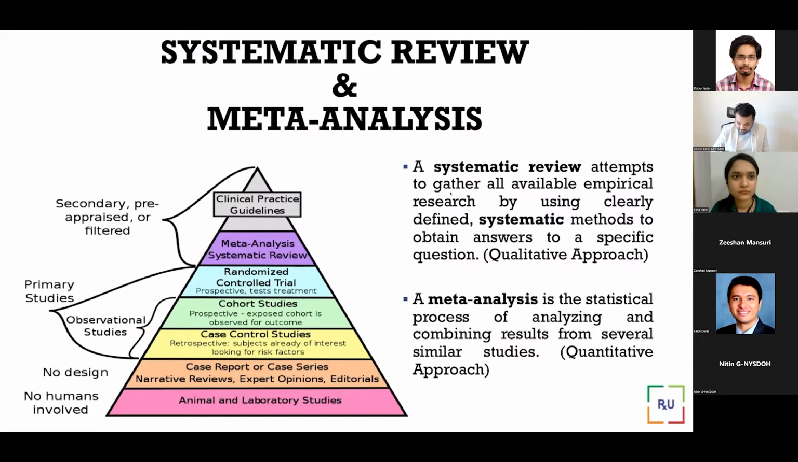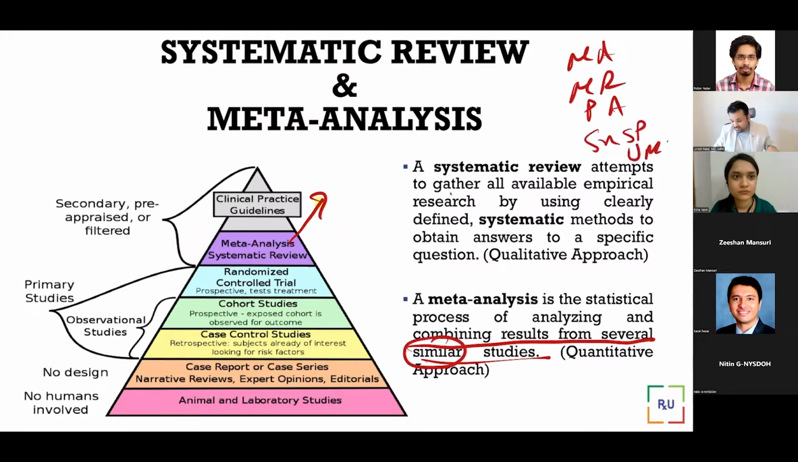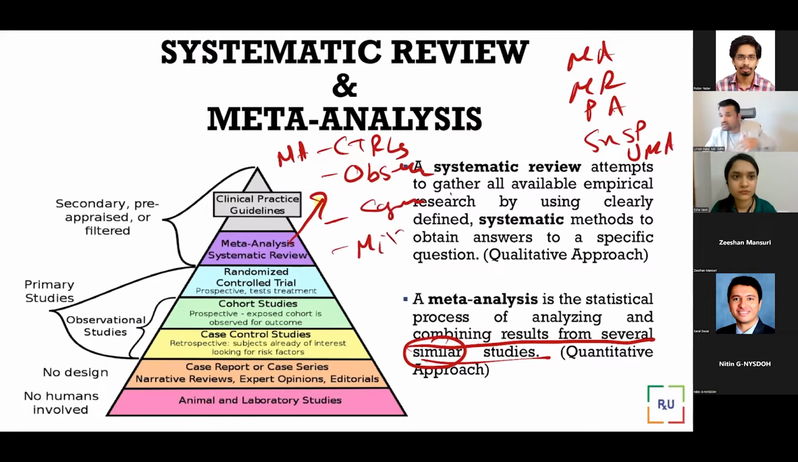Now, as I was telling you, different types of analysis are there, and that decides the type of meta-analysis as well. When you are combining the results from several similar studies, the word similar is important. So what types of meta-analysis exist? One side is meta-analysis, meta-regression, pooled analysis, sensitivity, specificity analysis, umbrella meta-analysis. But the other side is meta-analysis of clinical trials, meta-analysis of observational studies, meta-analysis of case reports, or mixed meta-analysis. That's another spectrum of meta-analysis.